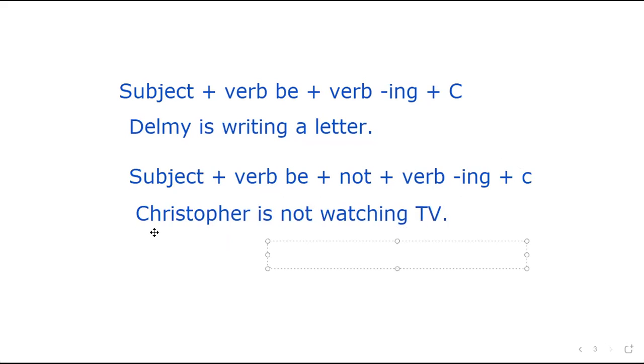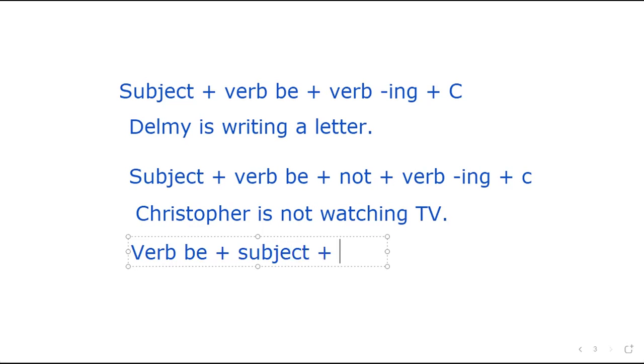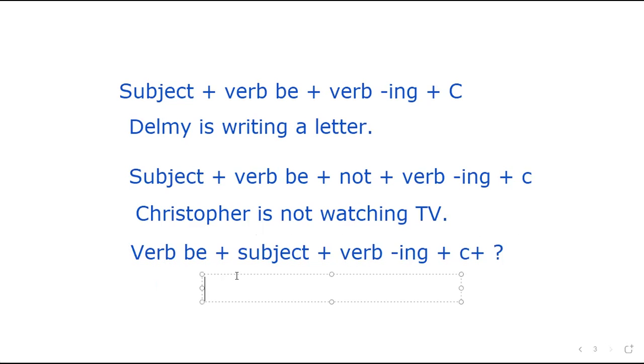And for a yes no question, we need to follow the following structure. And we need the verb be at the beginning of the sentence, el verbo to be al inicio de la oración, plus subject, más un sujeto, más a verb, un verbo que termine en forma ing, más un complemento. ¿Y qué más necesitamos para hacer una yes no question? El signo de pregunta. The question mark, el signo de pregunta. Es importante, ¿verdad? Que vaya ahí.